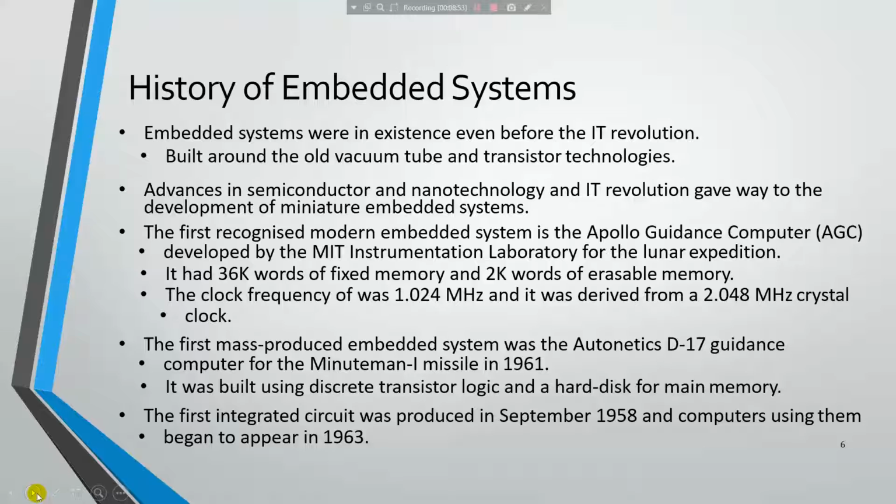There was a revolution where they started mass production of embedded systems, in the year 1961. From then on they started improving. By September 1958 they had started with the first integrated circuits, and then began building computers using them in 1963.